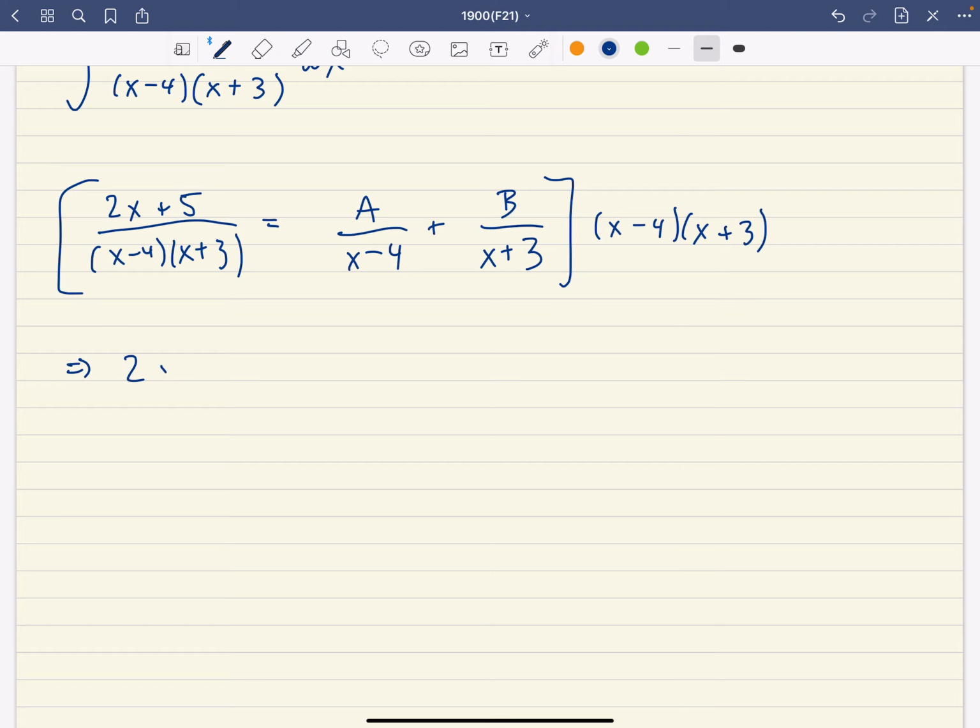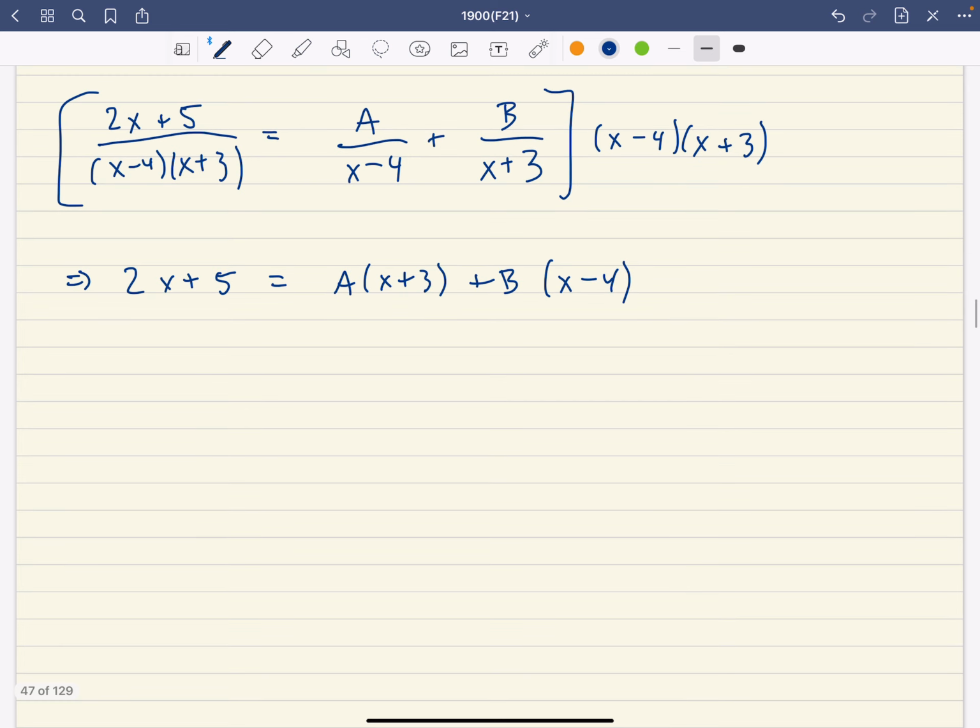That leaves us with 2x plus 5 on the left side, and a times x plus 3 plus b times x minus 4 on the right side. These are equal as functions, meaning they're equal for all x values. So if we plug in specific x values, in our case negative 3 and 4, we'll see what we get. If we plug in x equals negative 3 on both sides, on the left side we get negative 1, and on the right side we get a times 0 plus b times negative 7.